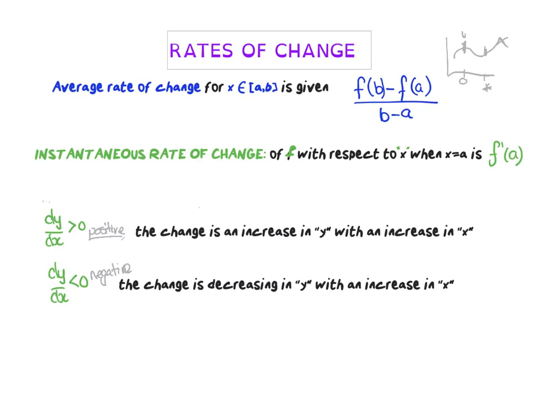If it's less than 0, it'd be a negative gradient. Okay, so if you've got the positive one, you say that's an increasing rate. And if you've got a negative one, we'll say that it's a decreasing rate.